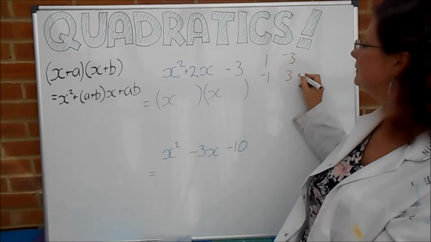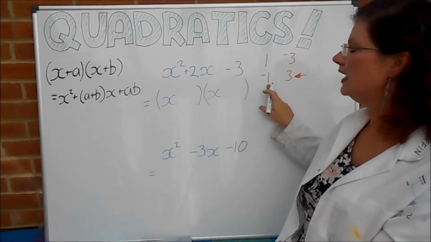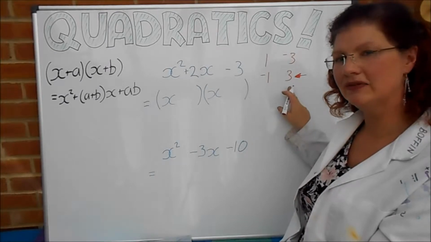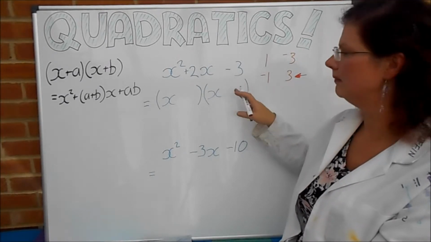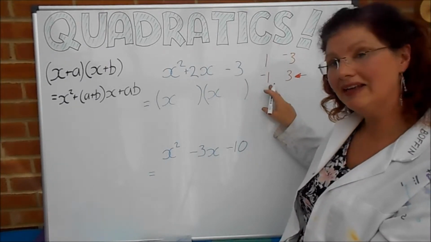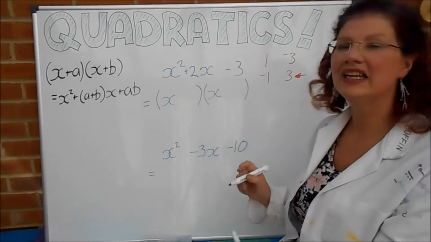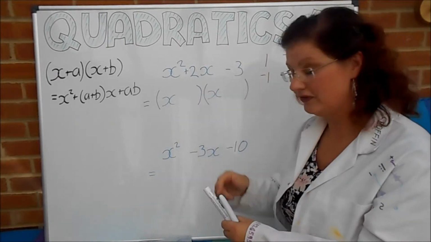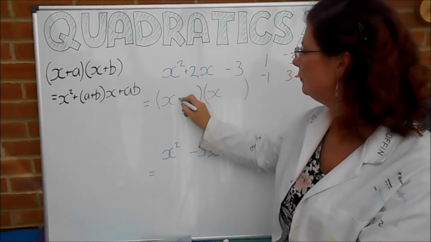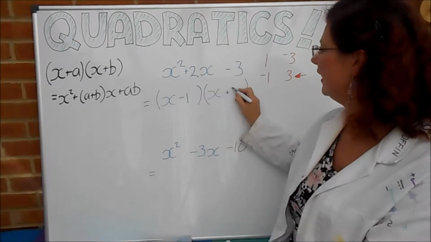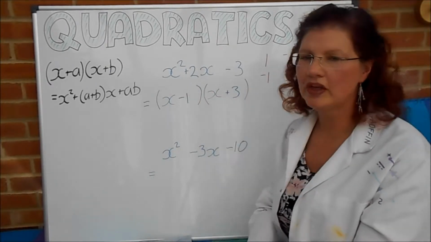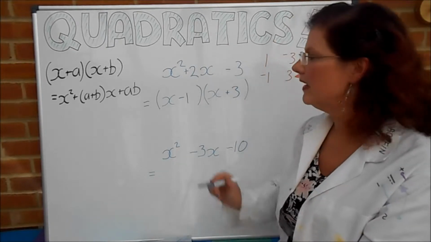And it's that one. -1 times -3 is -3. -1 add 3 is 2. So we can fill those in: -1 and add 3. It doesn't matter which order they go in. Just as a quick check, we'll multiply them out.